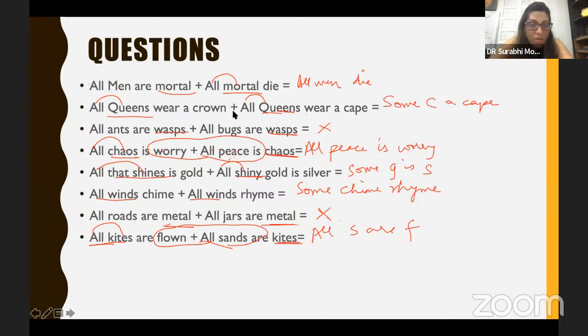Fifth one is 1, 2, 3, 4, 5. It is the middle term is shines or shiny, isn't it? It is distributed twice. In both the statements, it's written with all. Hence, you will get a some answer. Some gold is silver or some silver is gold. Right? So is this a fun method? Is this a good method? You just have to spot the middle term.